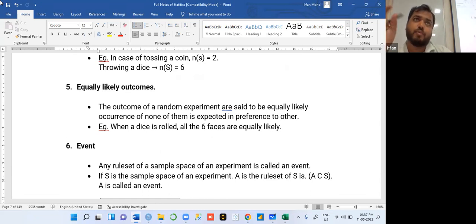If you have a coin and both sides have head, what is the answer? Head only. That is called bias. If you have this type of scenario, you cannot use probability. Probability is applicable when every outcome has equal chance.